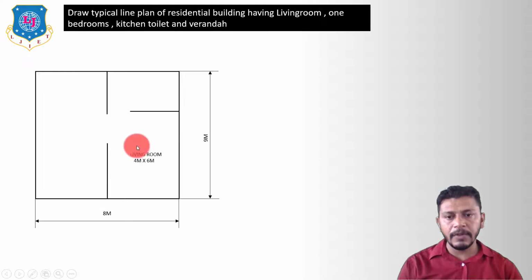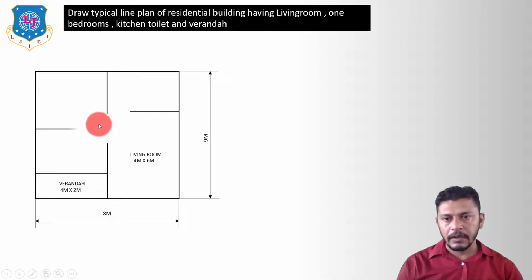So the area of the living room will be 4 meter into 6 meter. Now let us draw one line. So here we will show the veranda of 4 meter into 2 meter, that means 4 meter into 2 meter area. Now by taking one more partition line over here, we will show the kitchen of 4 meter into 3 meter area. So the remaining area will be occupied by the bedroom, which is 4 meter into 4 meter.